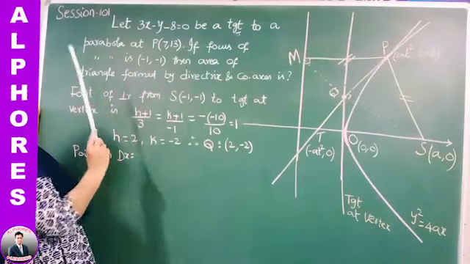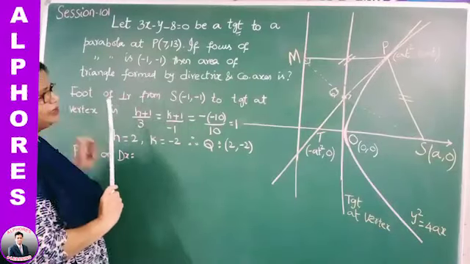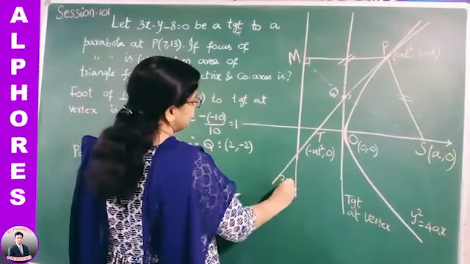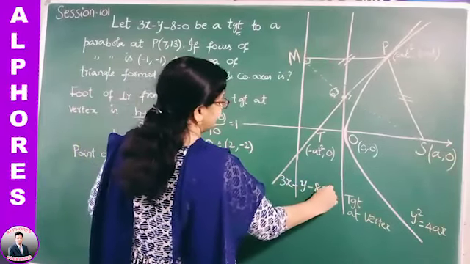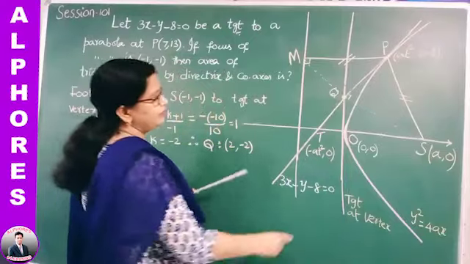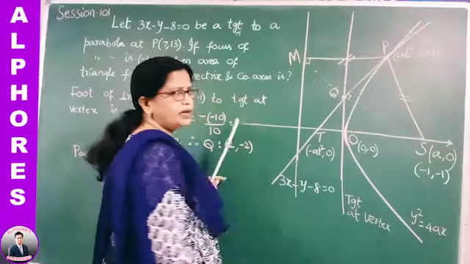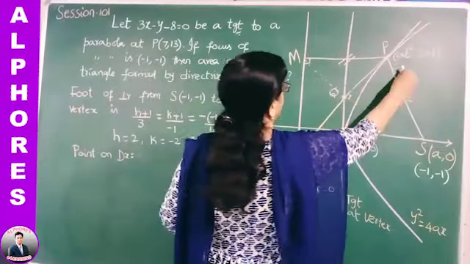And now they are asking about area. So what is the data given, students, here? The tangent equation is given: 3x minus y minus 8 equals 0. Tangent equation is given, focus is given, okay. And next one is here the point of contact given, that is (7, 13).